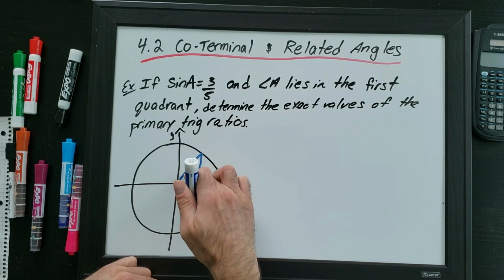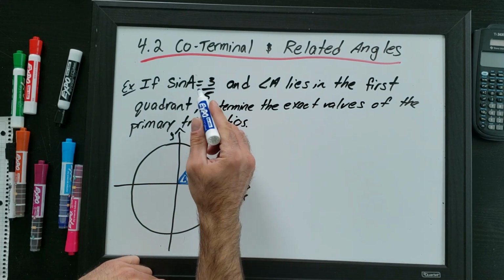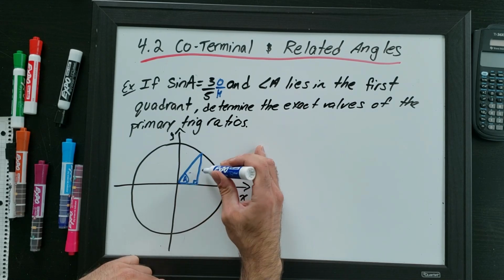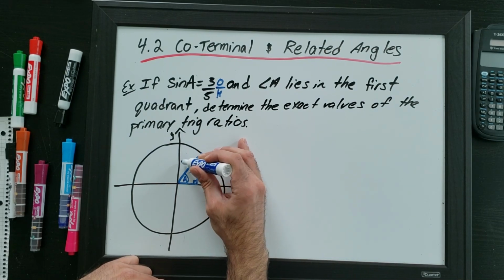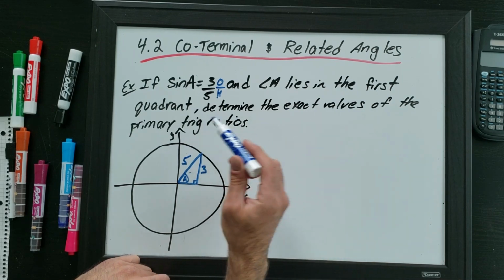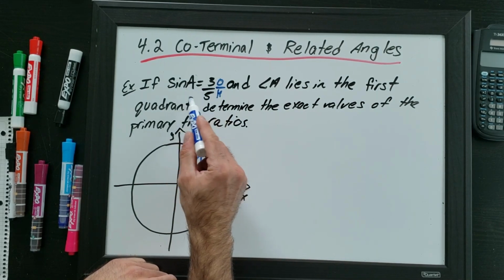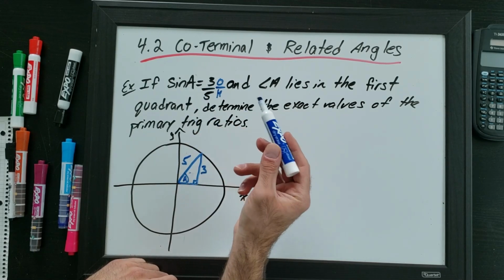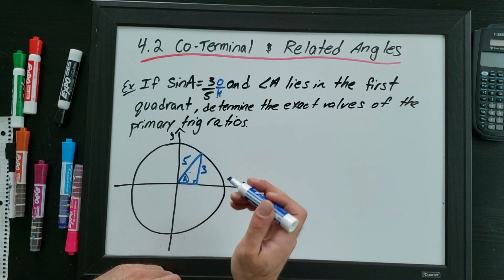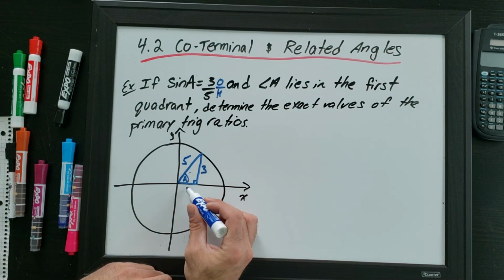And if angle A is that angle right here, sine of A is opposite over hypotenuse. So the opposite is 3, the hypotenuse is 5. Now, if I want to determine the exact values of the primary trig ratios, I need sine, I need cos, I need tan. Well, I already have sine of A, 3 over 5, done. I'm only missing the other two primary trig ratios, cos and tan. Both cos and tan include the adjacent side. I don't have the adjacent side.